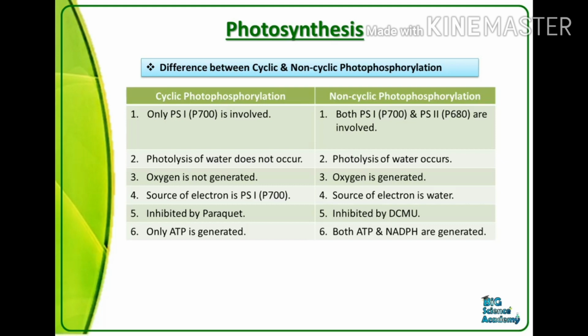The source of electron in case of cyclic photophosphorylation is photosystem 1, and in case of non-cyclic photophosphorylation it is the water molecule which is broken down during photolysis of water. The cyclic photophosphorylation is inhibited by paraquat, and the non-cyclic one is inhibited by DCMU, as we have seen earlier. In case of cyclic photophosphorylation, only ATP is generated, but in case of non-cyclic photophosphorylation, both ATP and NADPH are generated.